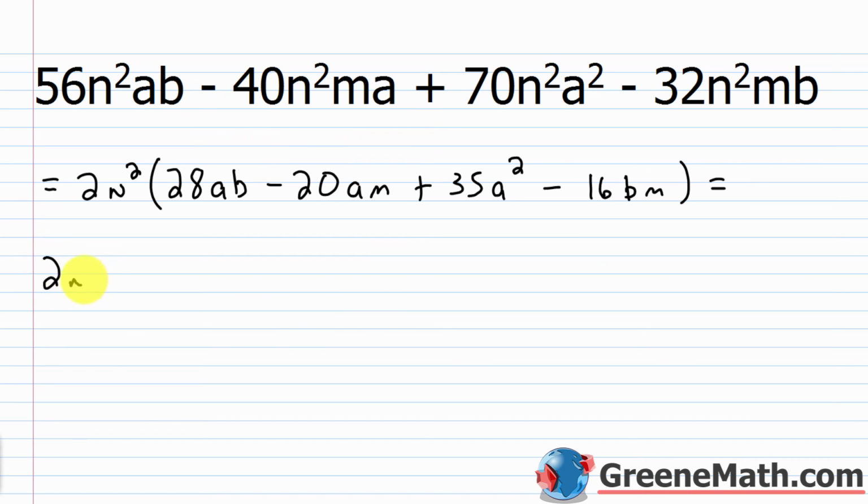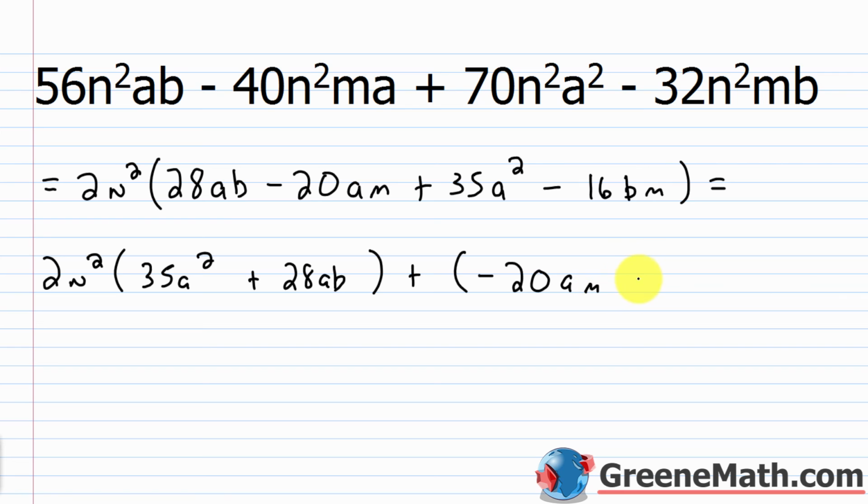Let's do 2n squared. Let's take 28ab, and let's stick that next to plus 35a squared. And just for the sake of completeness, let's go ahead and just rearrange that. Let's say we have 35a squared plus 28ab. Let's do it that way. Okay, then next I have this minus 20am. So let's put plus, I'm just going to put this in parentheses, negative 20am. And then minus, you have this 16bm.